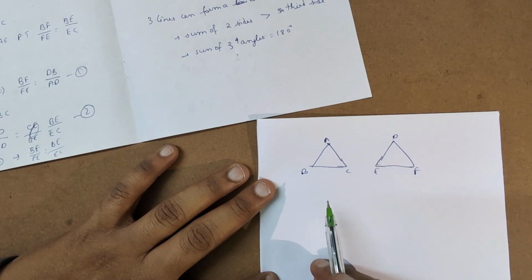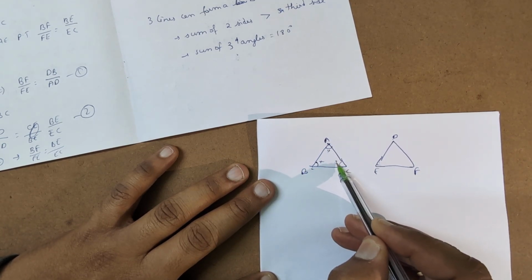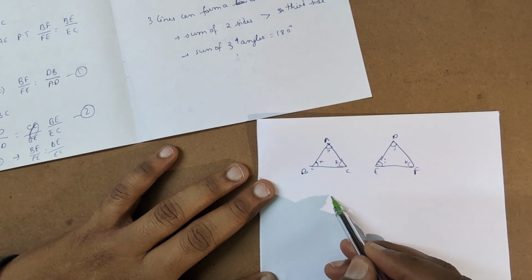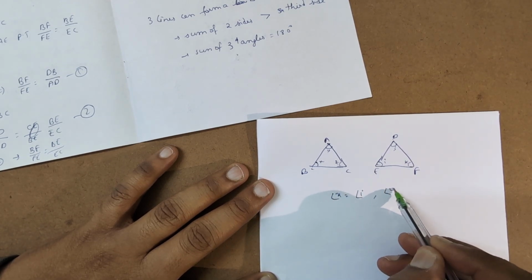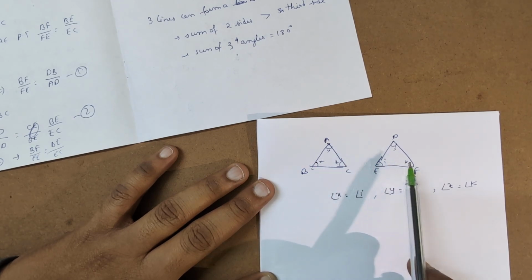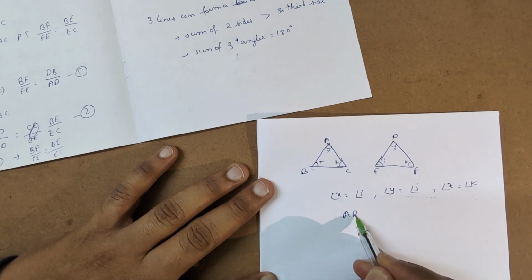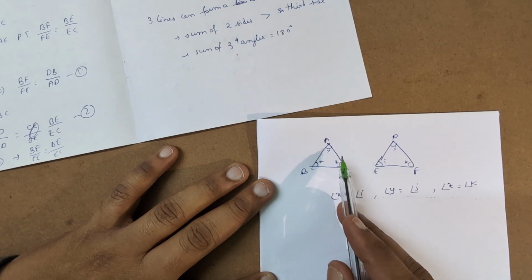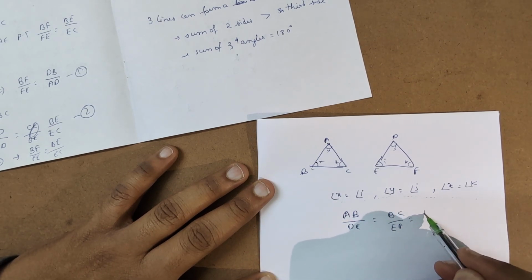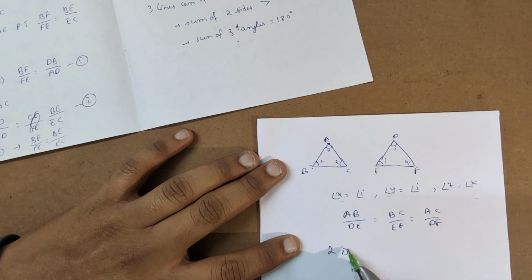What the similarity condition is saying is the corresponding angles, that is, suppose this is X, Y, Z, and this one I, J, and K. So angle X should be equal to angle I, angle Y should be equal to angle J, and angle Z is equal to angle K. If in two triangles the corresponding angles are equal and the ratios of corresponding sides, that is AB by DE is equal to BC by EF is equal to AC by DF.